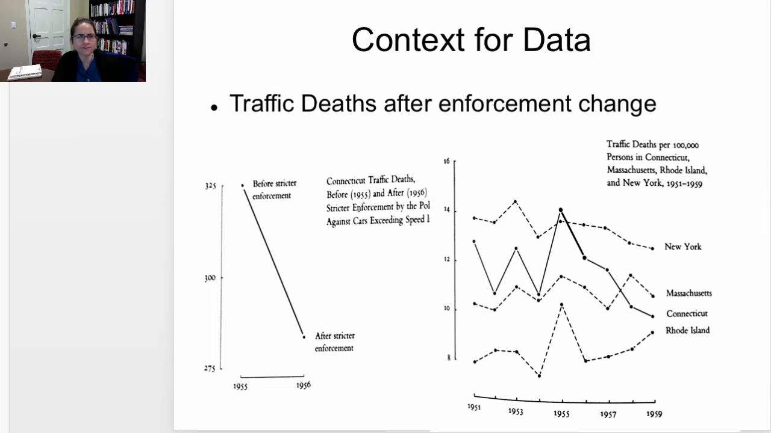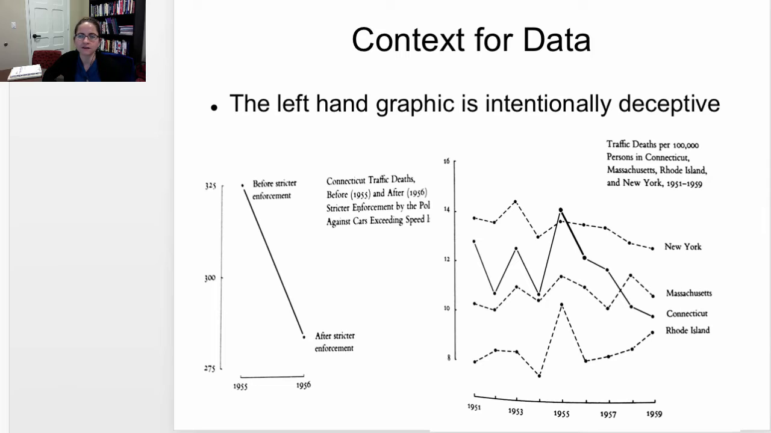And this really doesn't have enough data to show what's going on. So here it's traffic deaths after a law enforcement change in Connecticut. And on the left-hand side, what I'm going to say is an intentionally deceiving graphic. It is saying that in 1955, before there was an improvement in law enforcement, you had a higher death rate than after you had law enforcement step up its game. But this is not providing enough context.